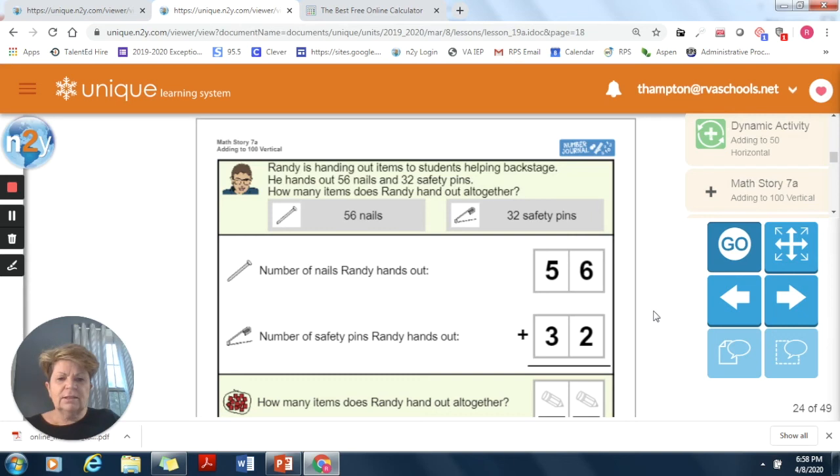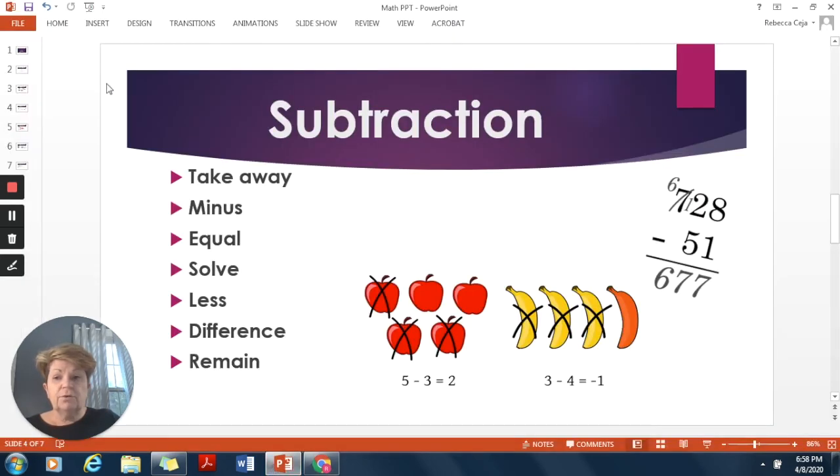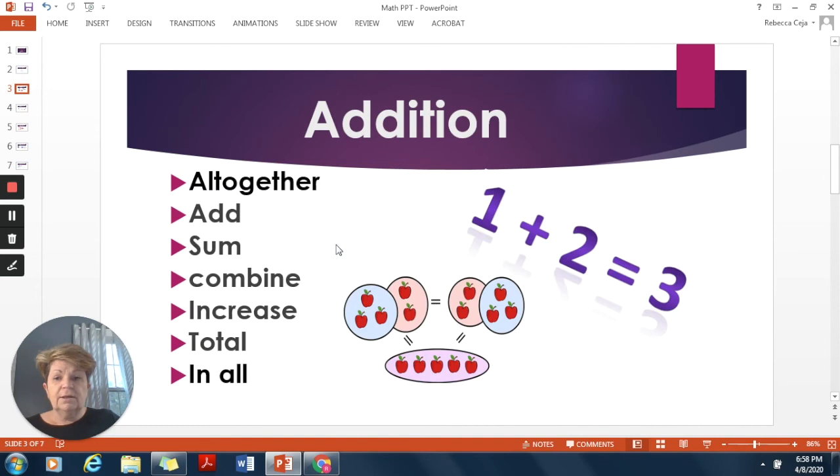Excellent. All right. So here we have Randy is handing out. Let's look at our vocabulary for our addition. Okay, so for our addition words, we're looking for altogether, add, sum, combined, increase, total, or in all.